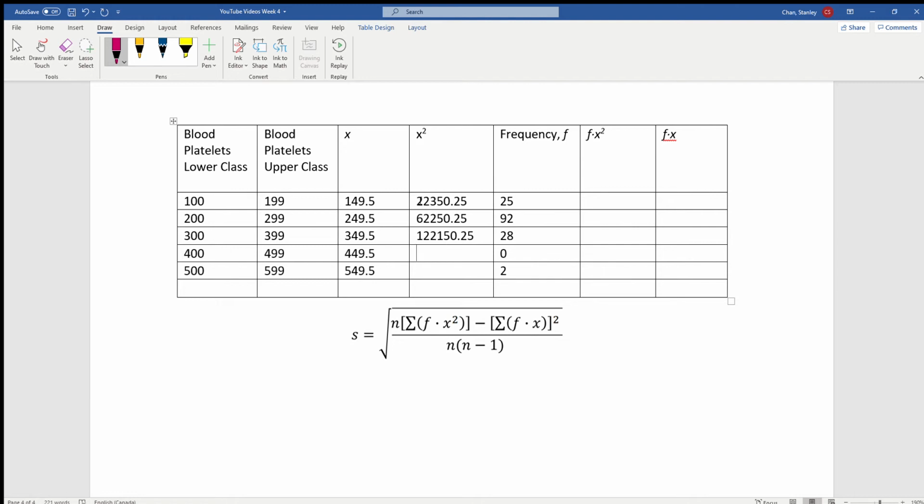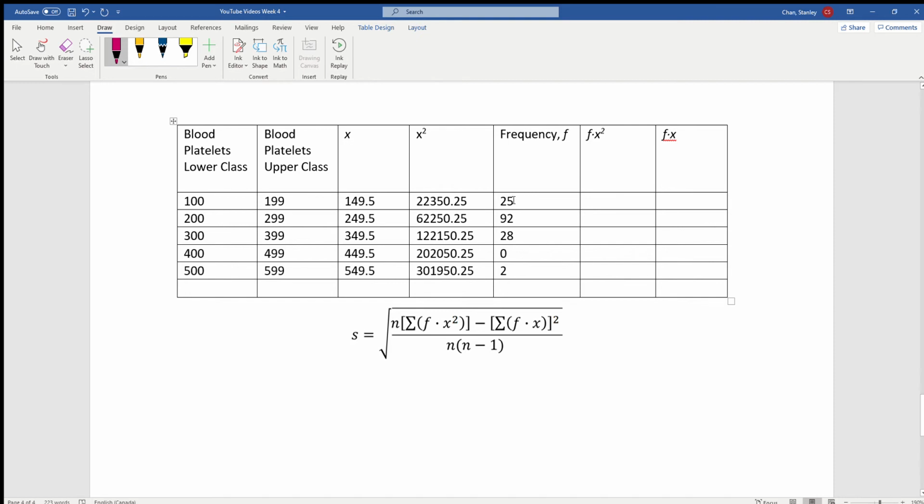Just going to make sure the last one was correct. 349.5 squared is 122,150.25. Okay. 449.5 squared equals 202,050.25. The next one is 549.5 squared equals 301,950.25. We don't need to sum those values yet.